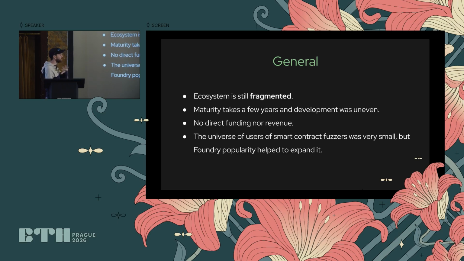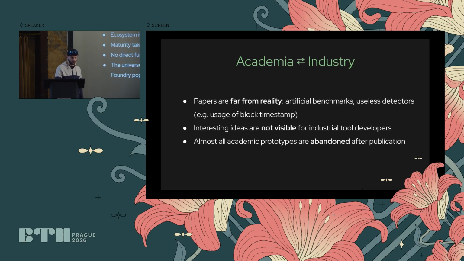Almost all the tools that I mentioned don't have any kind of funding or direct revenue. The only revenue they get is when they do an audit or a fuzzing campaign and someone pays for that. But it's really hard to develop tools and make people pay for that, at least these types of tools. And it's true that the universe of users of a smart contract fuzzer is small. But I'm thankful to Foundry for expanding this, because a lot of people started to know what fuzzing is after they found that they can use it in Foundry.